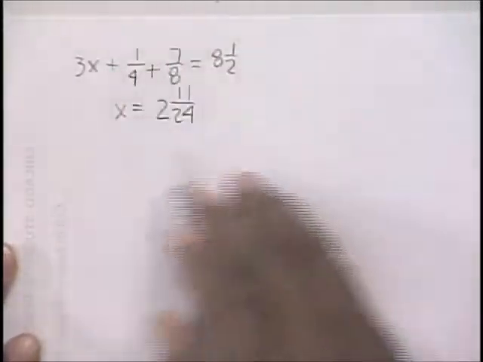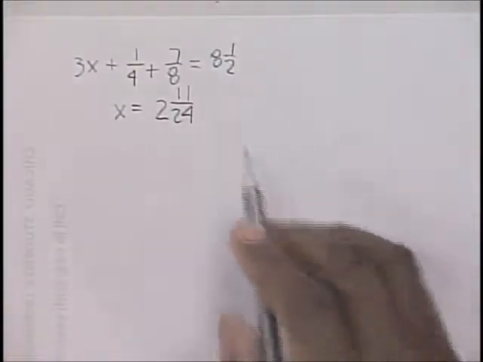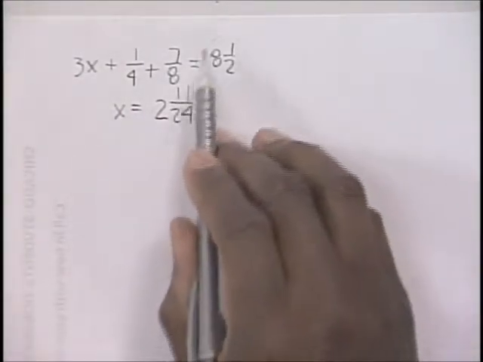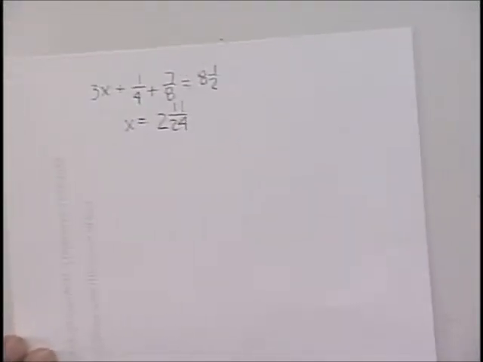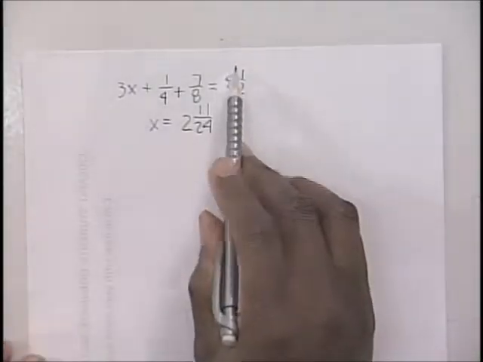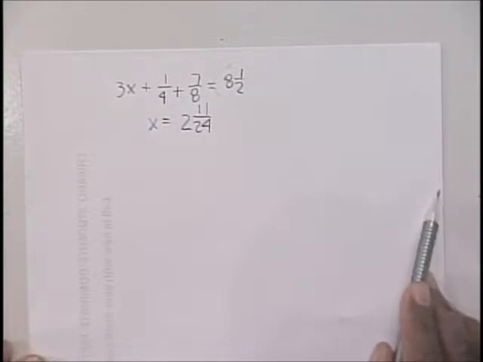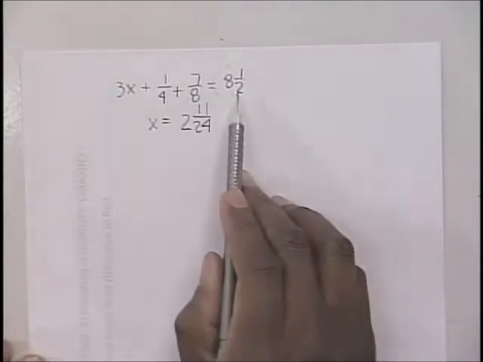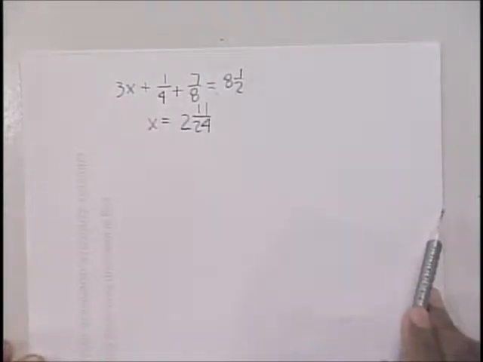So let's try to get a picture of what this represents. This 8.5 represents the distance from this side of the paper to this side of the paper.